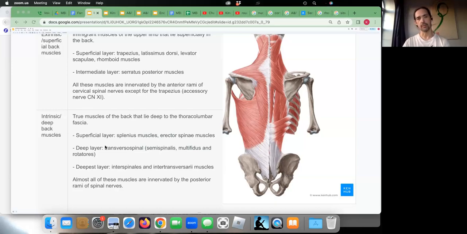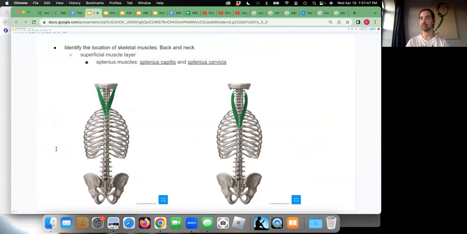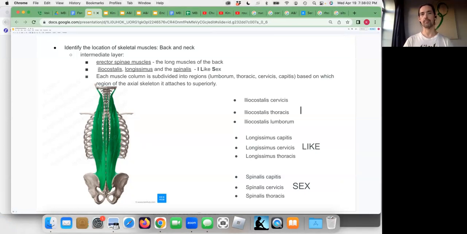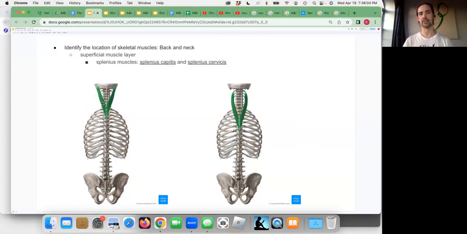So onward now to the superficial and the deep layers of the back. I won't spend a lot of time on superficial because we already covered those at one point, but the superficial are the muscles of the neck, which are the splenius muscles, and then the muscles of the back, which are the ones we think of as the back muscles proper. So the neck muscles are the splenius muscles, splenius capitis attaching to the skull or the cap, and then splenius cervicis muscles attaching to the cervical spine.